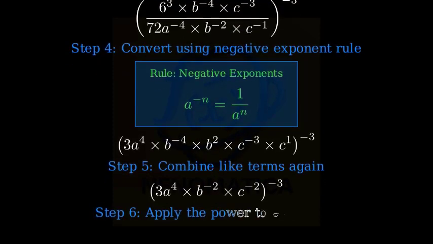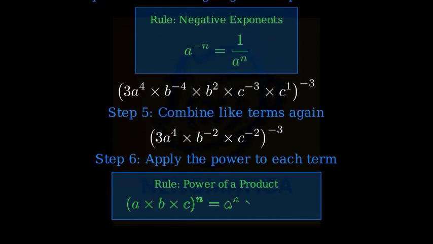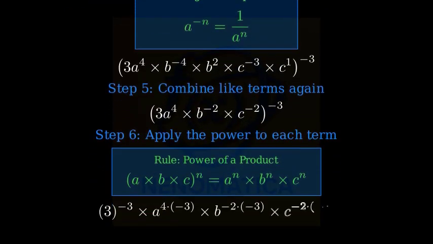Now, we apply the negative third power to the entire expression. When we raise a product to a power, we apply that power to each factor. So we get 3 to the negative third times a to the fourth times negative 3 times b to the negative second times negative 3 times c to the negative second times negative 3.